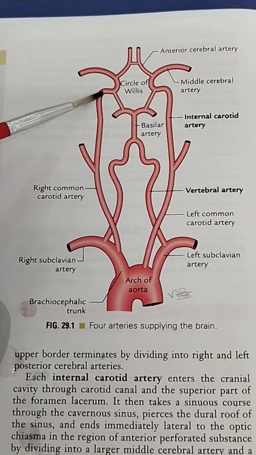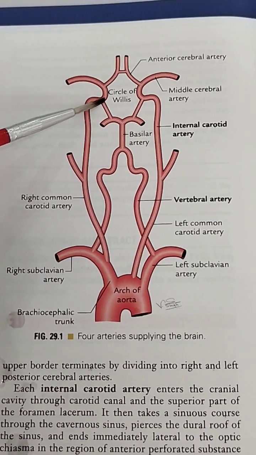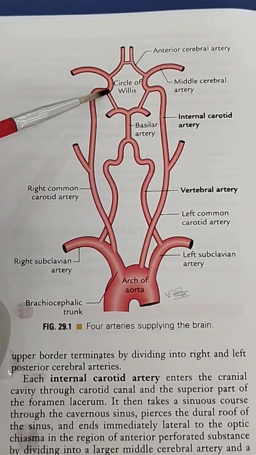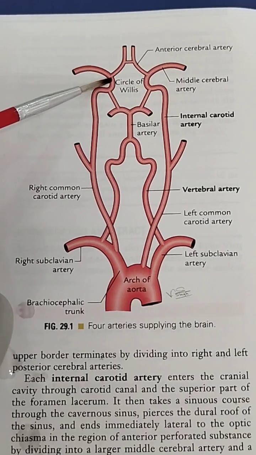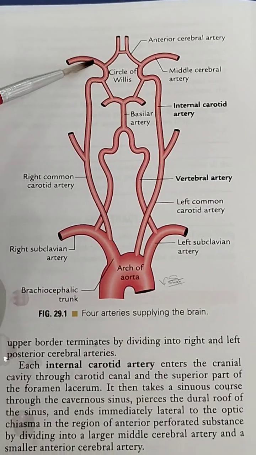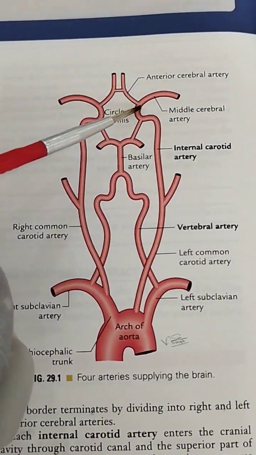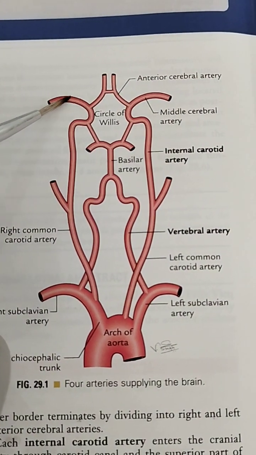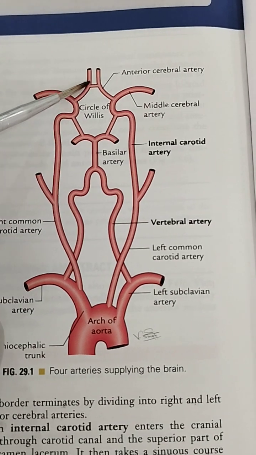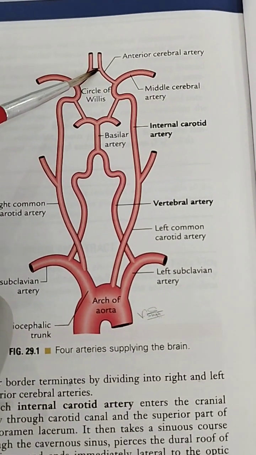Then the internal carotid passes through the carotid canal and enters the middle cranial fossa, just lateral to the body of the sphenoid bone. It goes towards the anterior clinoid process. Here it gives mainly three branches. One is the middle cerebral artery. See here, the middle cerebral artery, and on this side also the middle cerebral artery. These are the anterior cerebral arteries, right and left. These two are connected by the anterior communicating artery.